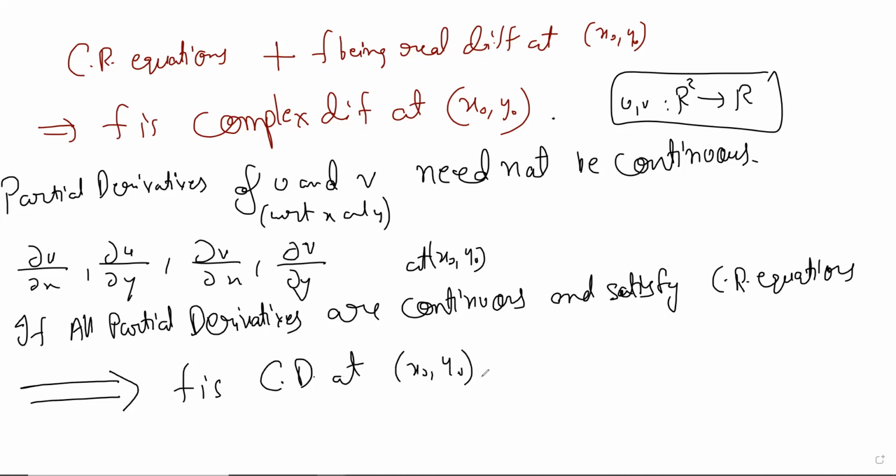Can we quickly prove this? Because this is usually the form or the way in which it will be given to you. So all the partial derivatives exist, not just exist, but they are also continuous, and they satisfy the Cauchy Riemann equations. Then why is that enough? Remember, I'm not assuming here that U and V are differentiable. I'm just assuming that the partial derivatives exist, which means that approaching along x, the derivative exists, approaching along y, the derivative exists, and they're continuous.